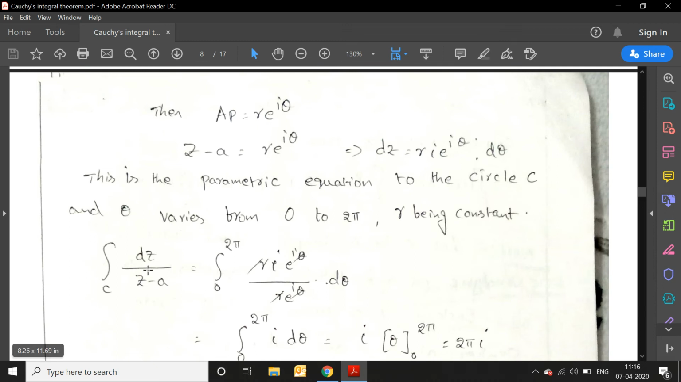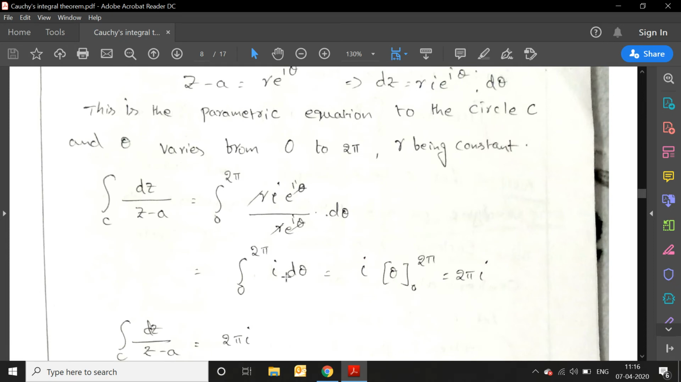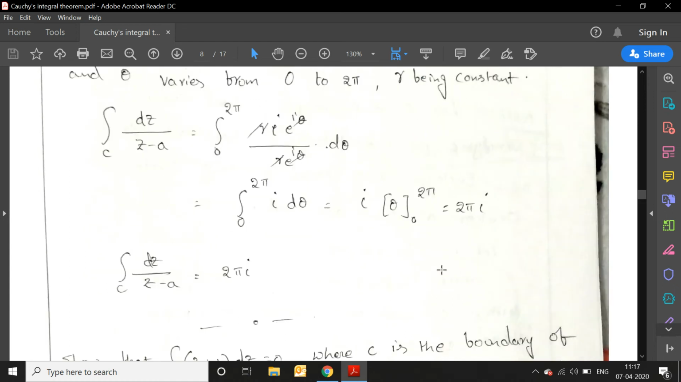So integral over C of dz by z minus a is equal to integral from 0 to 2 pi of r i e power i theta by r e power i theta d theta, because dz is r i e power i theta d theta and z minus a is equal to r e power i theta. So r cancels, e power i theta also cancels, i is a constant, taken outside. Integration of d theta is theta, limits are 0 to 2 pi. We get upper limit 2 pi minus lower limit 0, so 2 pi into i, that is 2 pi i.